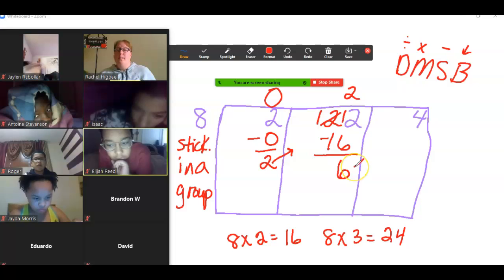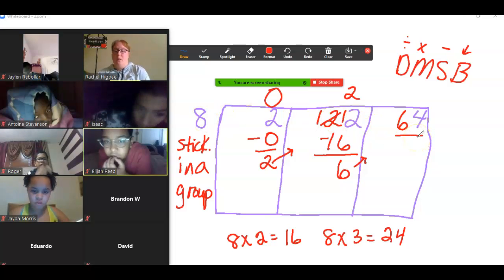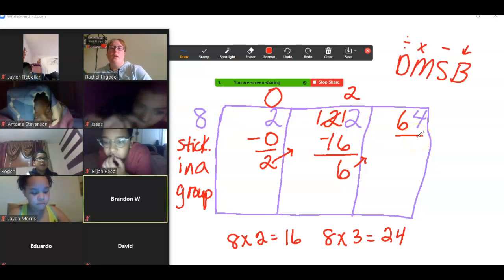Okay, so now I bring this over. Again, I'm not doing 6 plus 4 is 10. I'm not doing that. I'm placing this 6 next to this. So now I have 64 stickers. Okay, how many groups of 8 can I make out of 64? Okay, Brandon says 8. Let's double check.